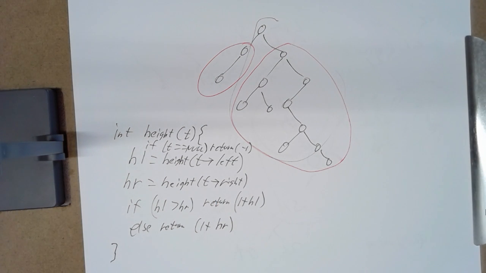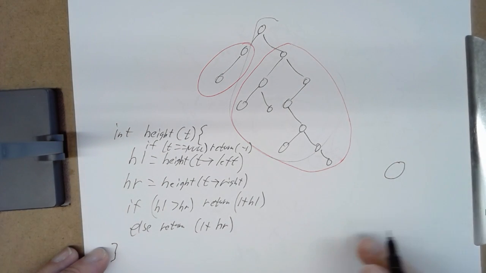Why is that convenient? Because if we have a tree that looks like this, the left and right subtrees have height minus 1. Add 1, we get the height of this, which is 0. So the reason a null tree has height minus 1 is because that's 1 less than the height of a tree that has just a root. And it makes things like this work.